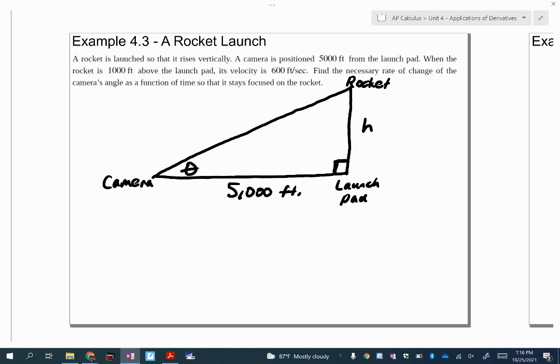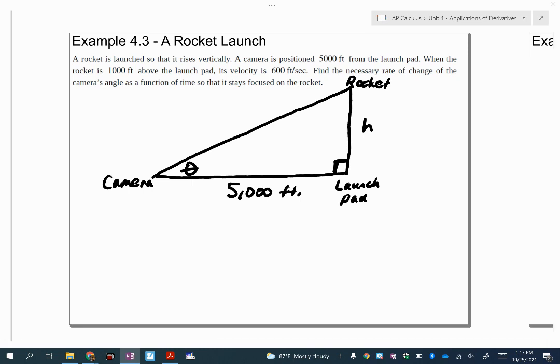So we know that's going to change because it has to follow the rocket as it's blasting off into the sky. Okay, now the first thing I need to do, once I label these, is write some equation that's going to put these variables together. And what I notice is we have a right triangle. So I'm thinking about my trig functions from your basic geometry class. If you look at this theta, we have the opposite side, h, and the adjacent side of 5,000 feet.